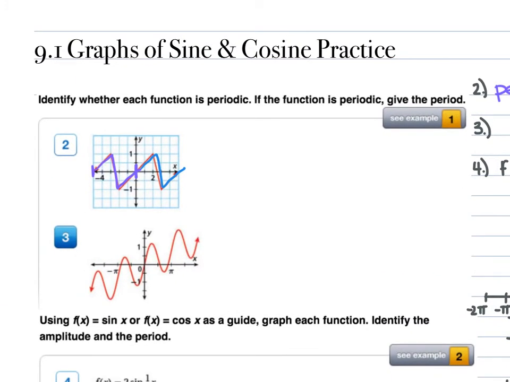Number 3, though, is not periodic. So if we look here, this is where the line would restart, and it doesn't form the same line here. Hold on. This is where it would start, and as it goes back up again, it does not. This does not match the first one. So this is not periodic.